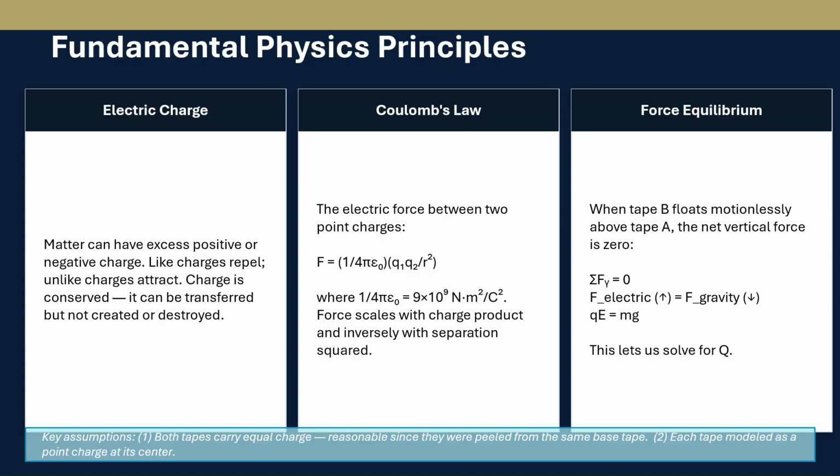When tape B floats motionlessly above tape A, its momentum isn't changing, so the net vertical force must be 0. This means the upward electric force equals exactly the downward gravitational force and gives us the equation we need to solve for Q. We also made 2 key simplifying assumptions. One is that both tapes carry equal charge, which is reasonable because they were peeled from the same base tape, and that each tape's charge can be treated as a single point at its center.